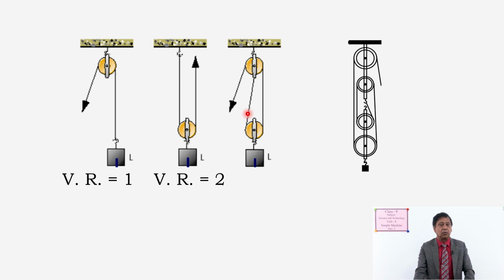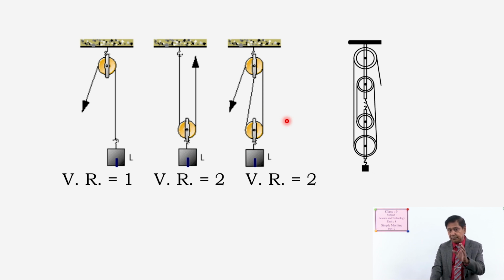What about this third, this compound pulley? Here also 2 segments of the rope is supporting the load. That's why its velocity ratio is also 2. This segment is not supporting the load because this segment is not coming from the movable pulley, not supporting the load. It is coming from fixed pulley. So number of segments of the string supporting the load is 2. That's why velocity ratio of this combined pulley, or compound pulley, is also 2.